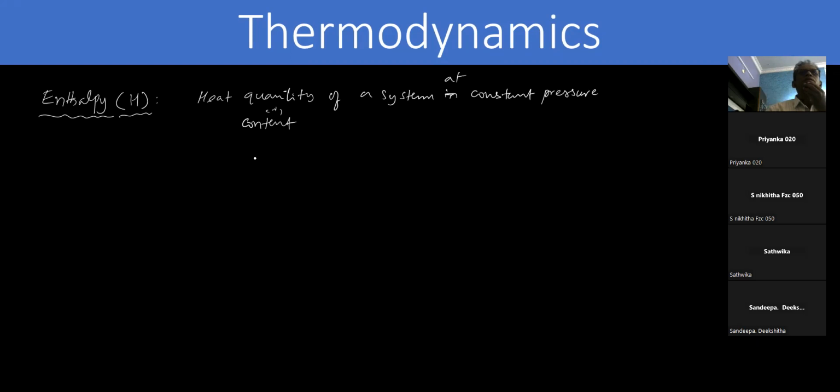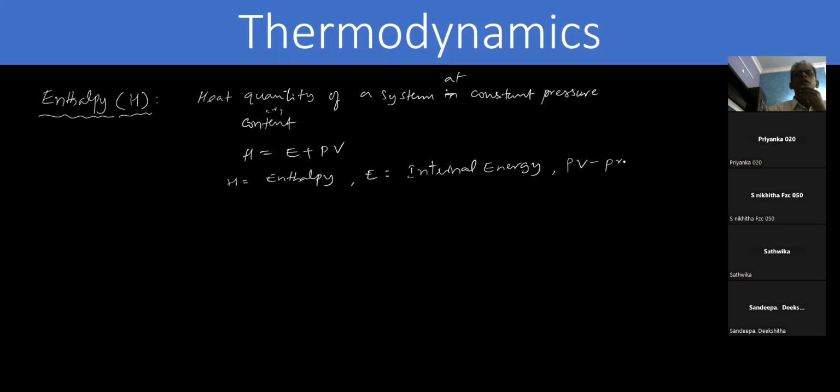It is expressed with the equation H equals E plus PV, where H is enthalpy. E is what? Already we have discussed in an earlier class, that is the internal energy of the system. PV is nothing but pressure volume.